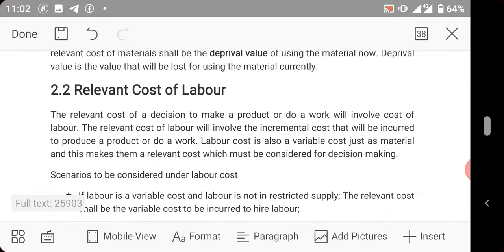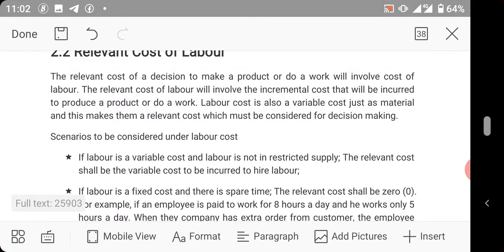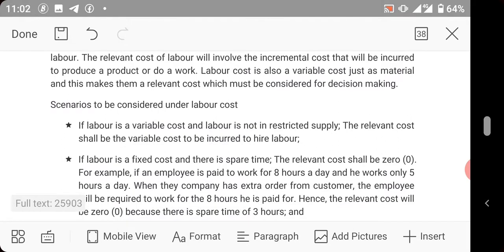Now we look at the relevant cost of labor. I created scenarios for your proper understanding and application. The first scenario: if labor is a variable cost and labor is not in restricted supply, the relevant cost shall be the variable cost to be incurred to hire labor. There are two types of cost, fixed and variable. So if it is a variable cost, the relevant cost shall be the cost of labor.